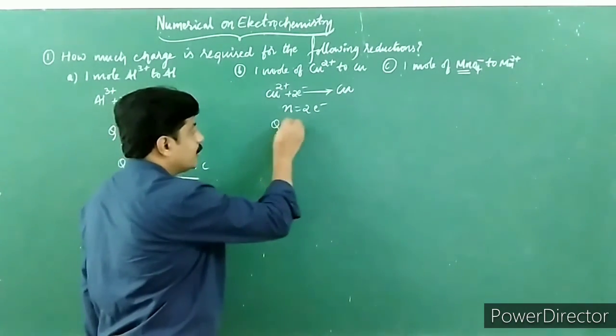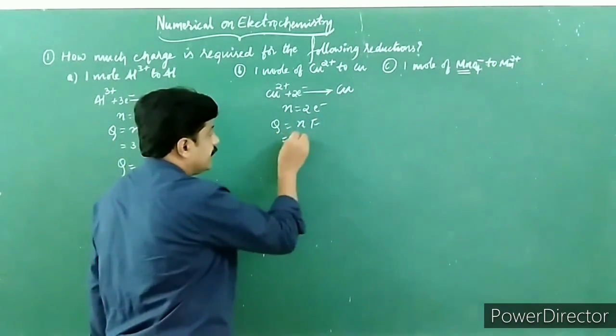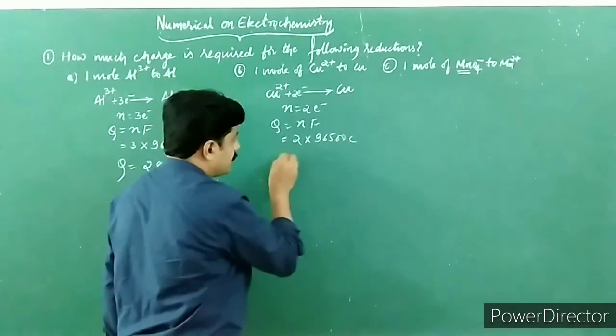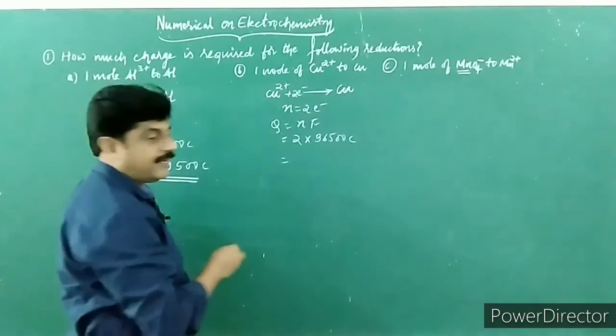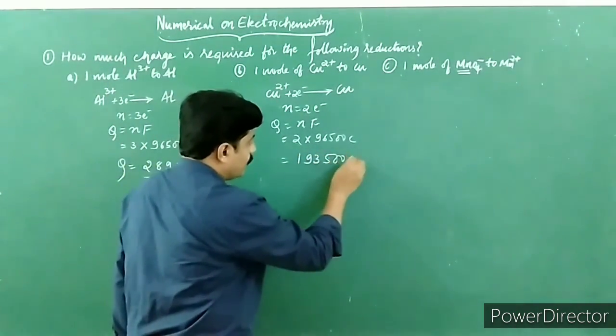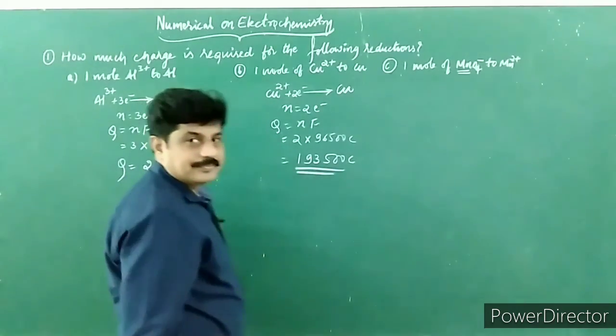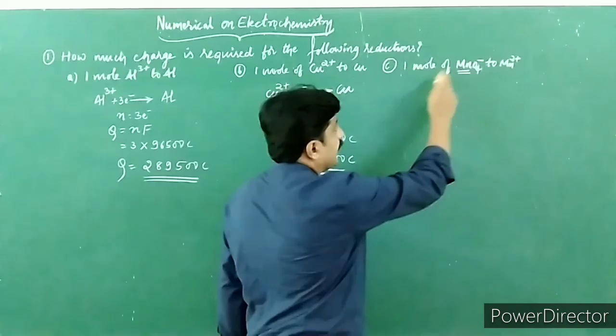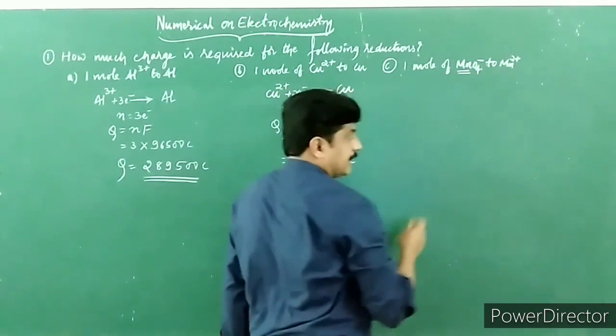Children, now I'm going to put Q is equal to n into F. 2 into 96,500 coulombs. Children, if you simplify, you are going to get 1,93,500 coulombs. Let me go for the next one. Look at here, 1 mole of MnO4- to Mn2+ ion.